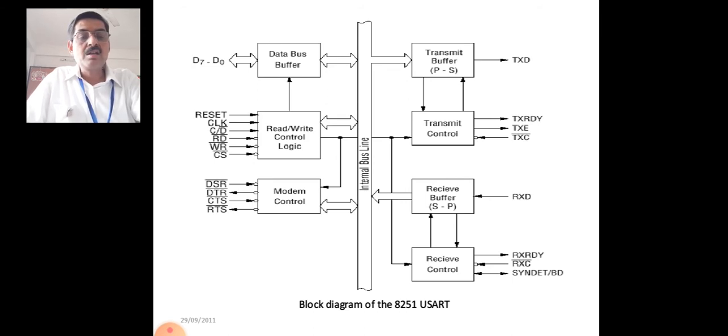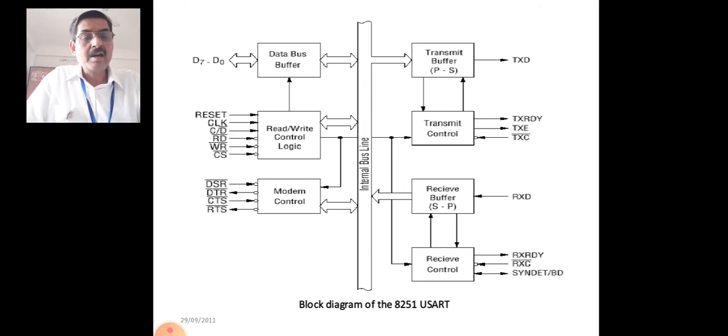Next is the receive buffer. It is also a register, which converts the data from serial into parallel, because the receiver receives the data in serial form. This serial data is stored in the receive buffer, and the receive buffer converts it into parallel form. So the serial to parallel conversion is performed in this buffer, and this is the RxD line. Through this line the serial data is received by the receiver.